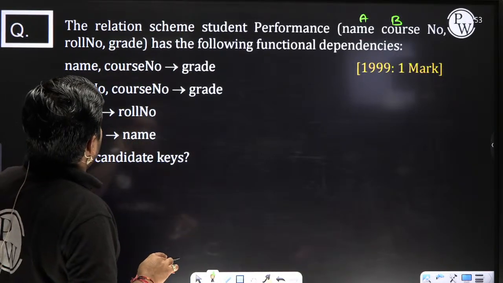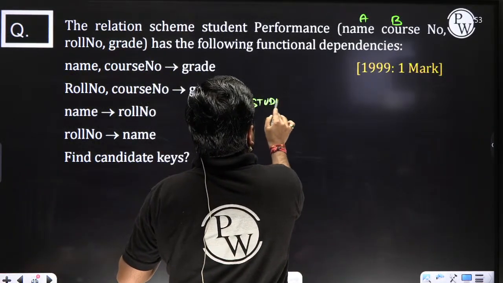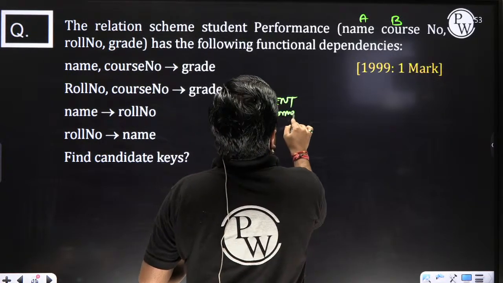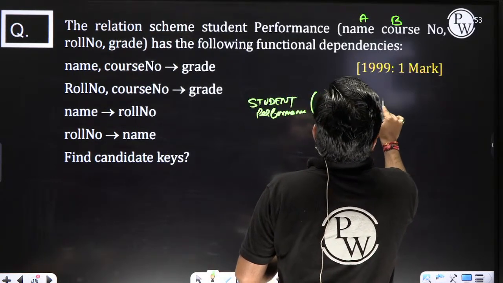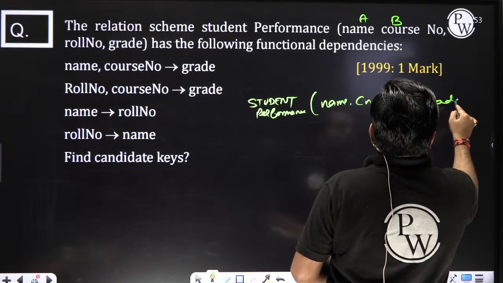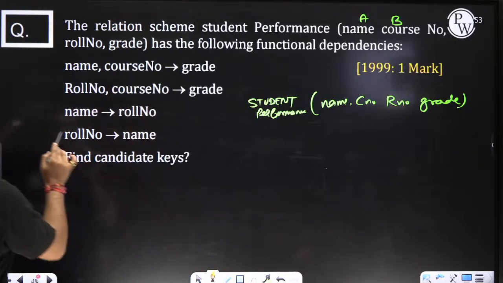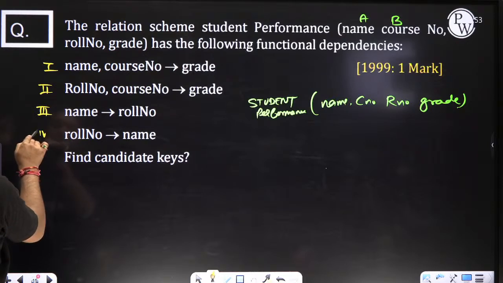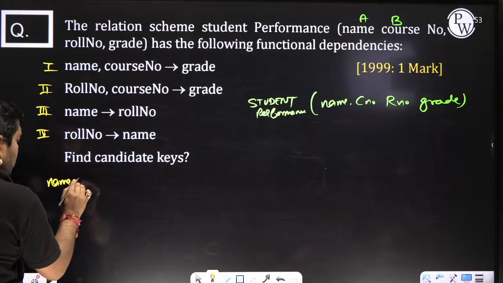So here you can see what the attributes are. And what are the name, number and course. Now these are the four FDs given: first, second, third, and fourth. First, I will take the closure of name and course number. Then what is happening?